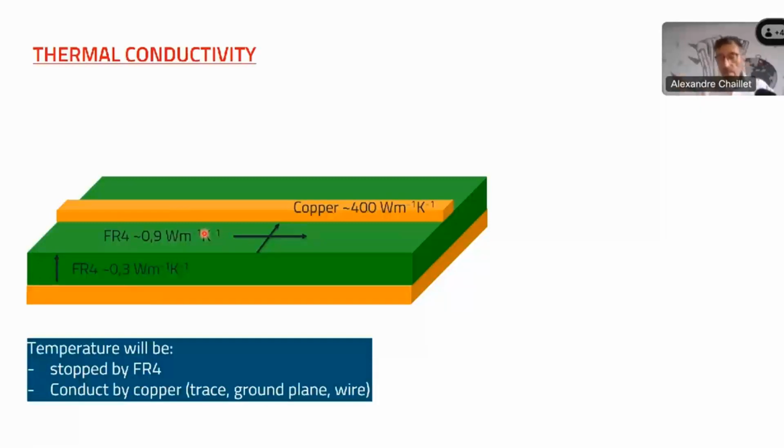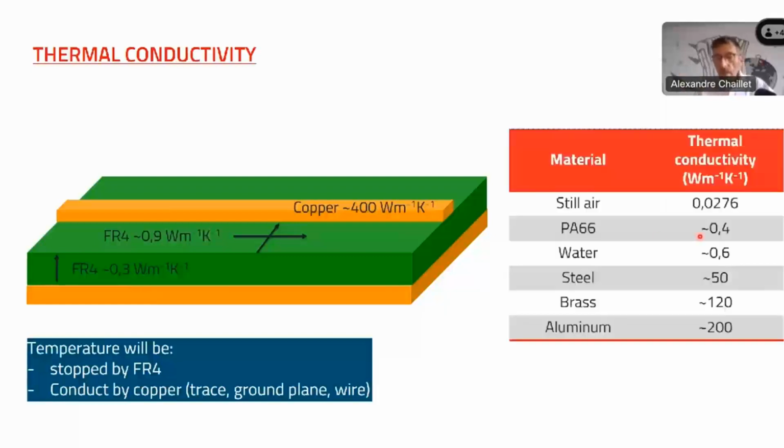And just for information, basic plastic has a very bad thermal conductivity. Also water, steel, air, obviously, steel, brass, and aluminum. As you can see, thermal conductivity works a little bit the same way as electrical conductivity. Well, the more you conduct electricity, the more you conduct heat.